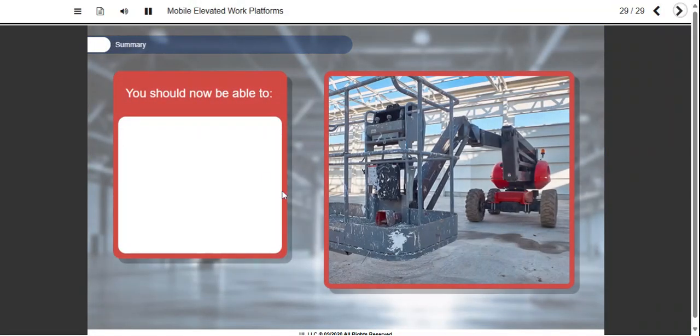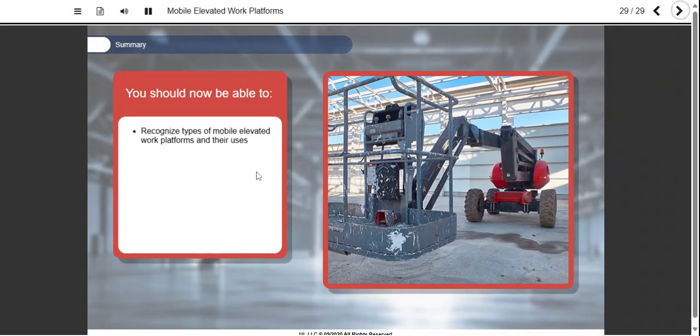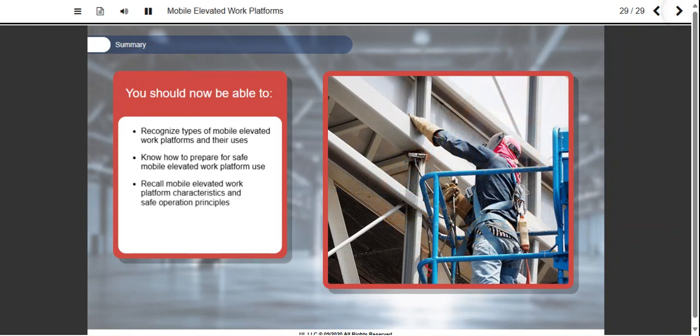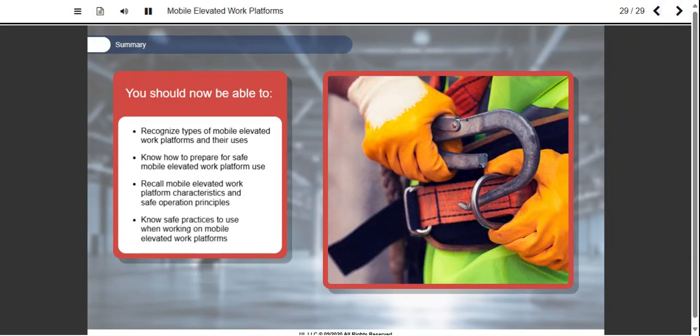You should now be able to recognize types of mobile elevated work platforms and their uses. Know how to prepare for safe mobile elevated work platform use. Recall mobile elevated work platform characteristics and safe operation principles, and know safe practices to use when working on mobile elevated work platforms.